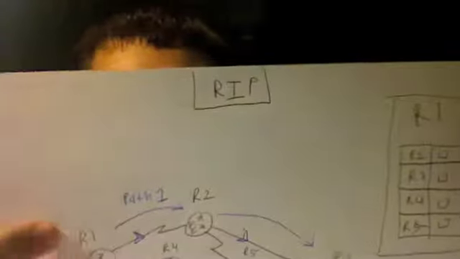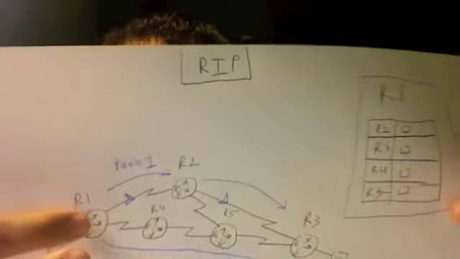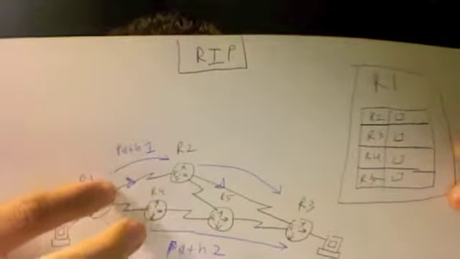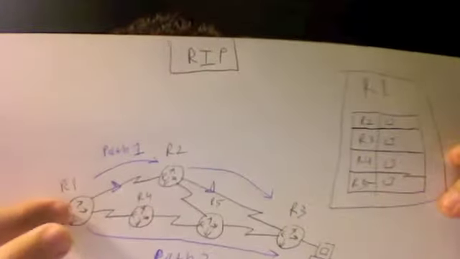Right here, we have a computer connected to a network on router number 1. It wants to reach the computer on router number 3. Now, as you can see, router 1 has two different paths it can take. One that takes it from router 2 and then to router 3, and one that takes it between routers 4 and 5 to router 3.